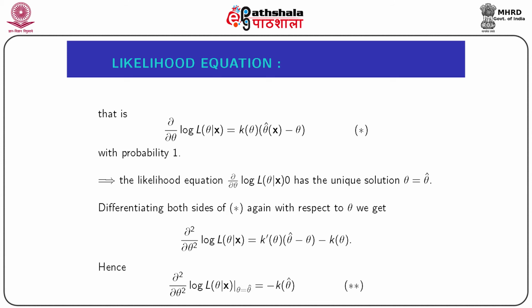Differentiating both sides of star again with respect to theta, we get the second partial derivative of log L(theta) equal to k dash (theta) times (theta hat minus theta) minus k(theta). Hence, at the point theta equal to theta hat, naturally this second order derivative will become simply minus k at the point theta hat. Let us denote this expression by double star.